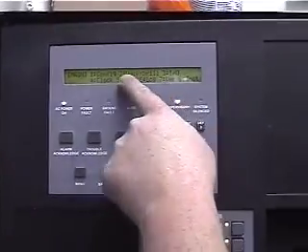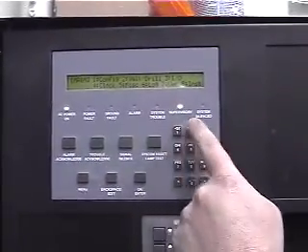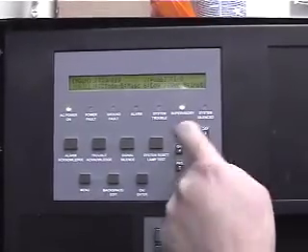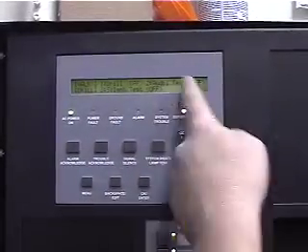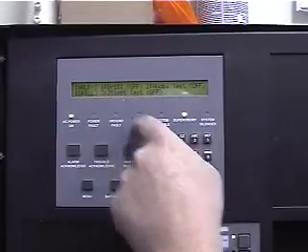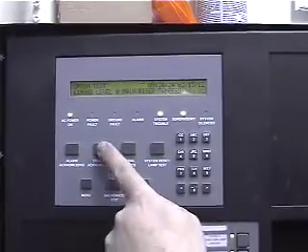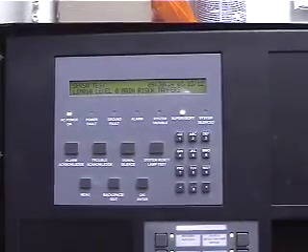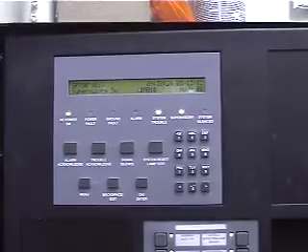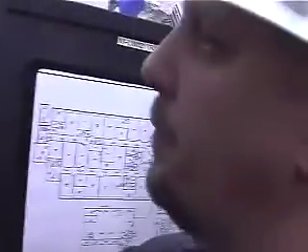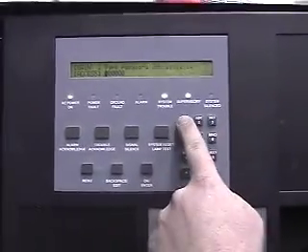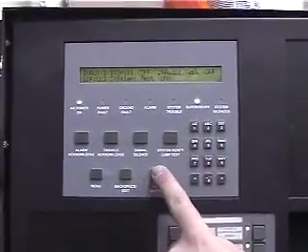Then we also have your walk test. If you want to do a walk test of the building, press 2, silent or audible, or a drill. You press 3 for silent, press it. You can go and walk test all the devices, and they'll just reset after each other and you won't trigger any alarms. So if you need to go through and test stuff, that's what you can do on that.